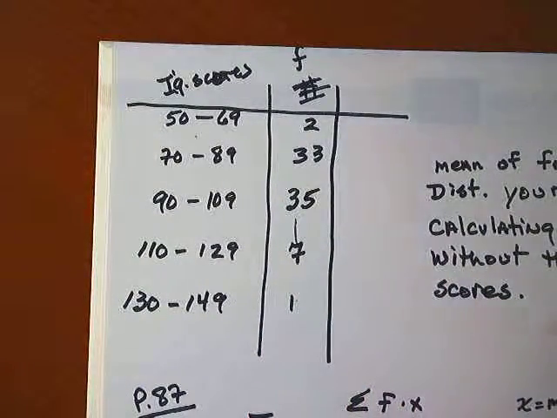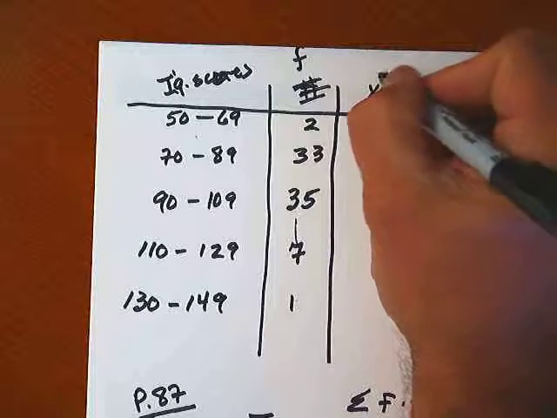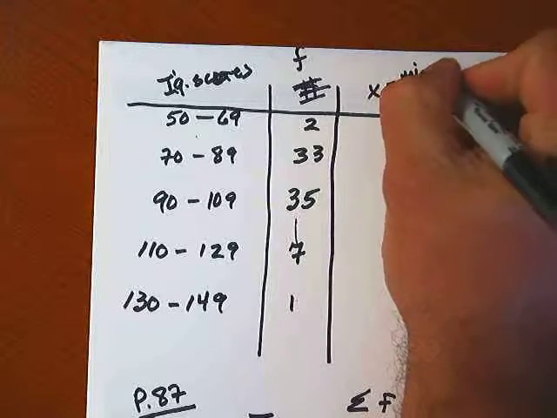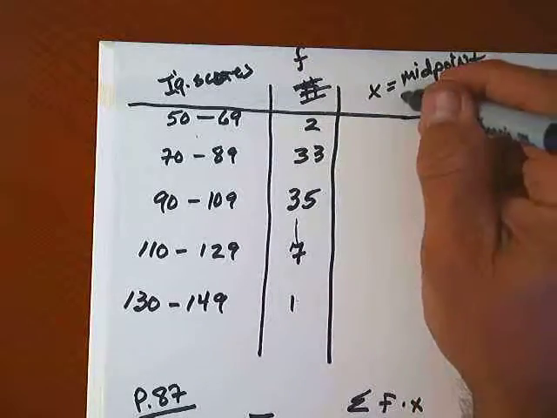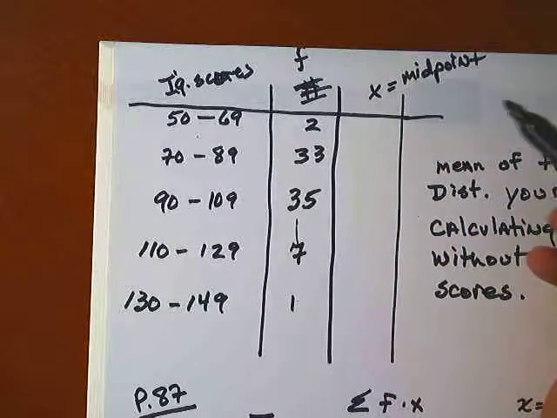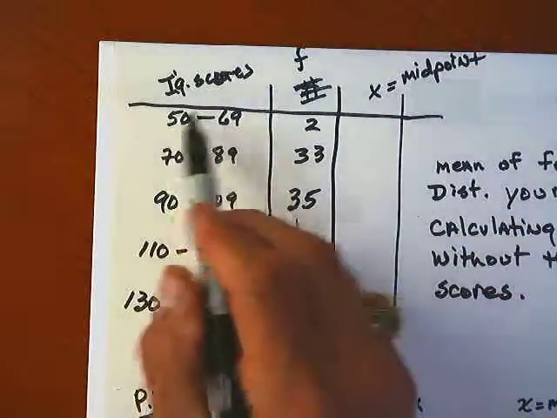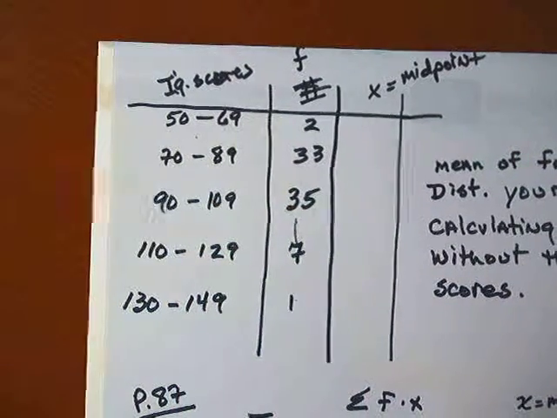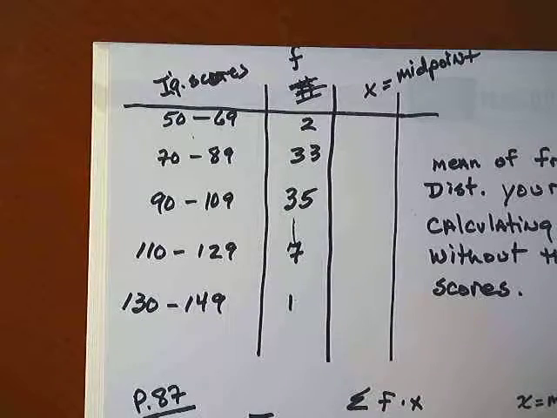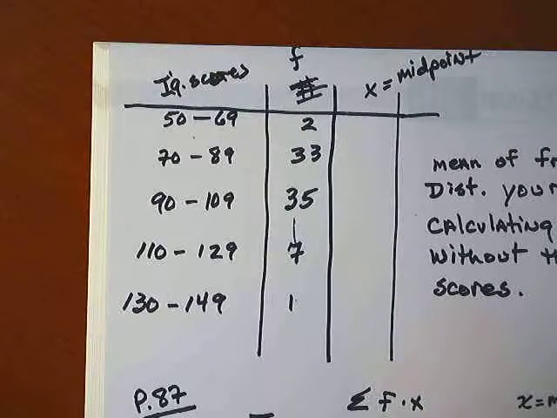Think of it like this. If you tried to graph this, you couldn't graph it because you've got a range over here. You don't have a number. You don't have an X and a Y. You have a range and a Y. You can't plot a range. So we got to get a number over here that signifies something that we can calculate, and that's the midpoint.